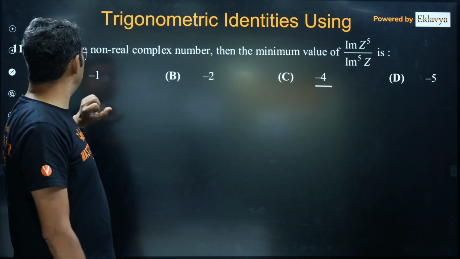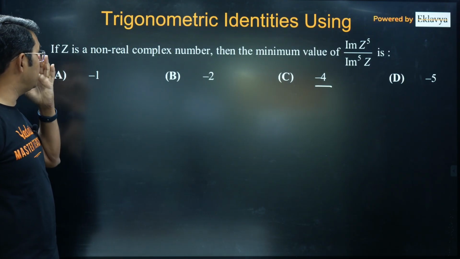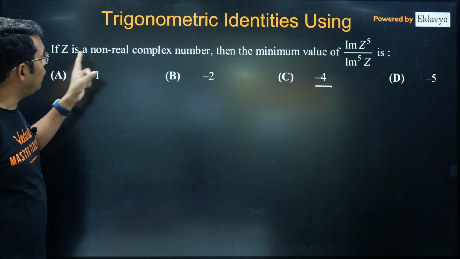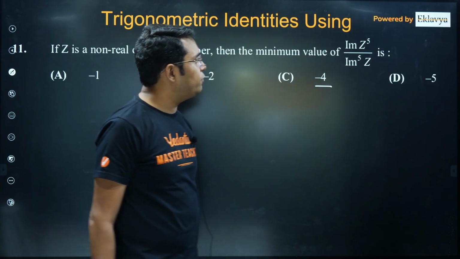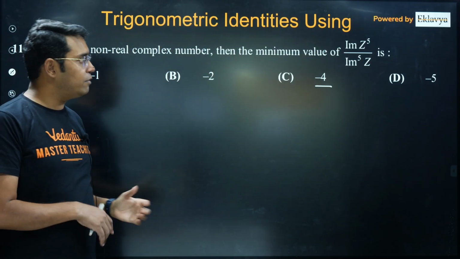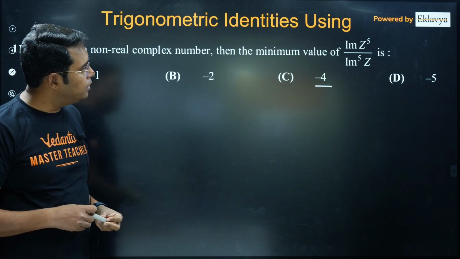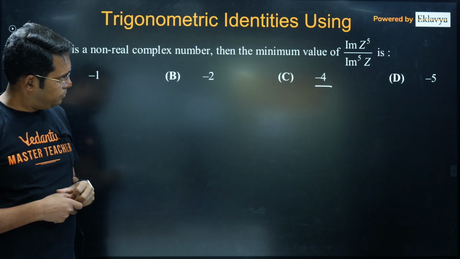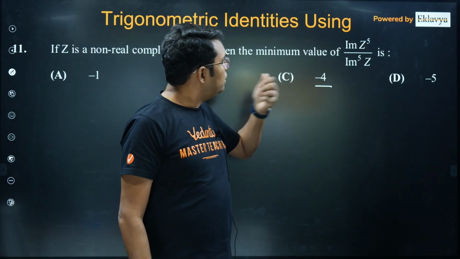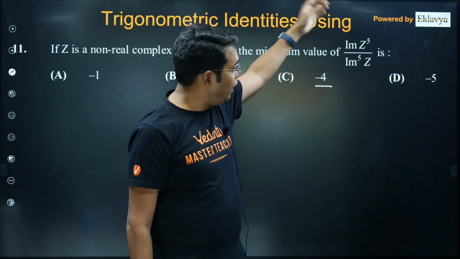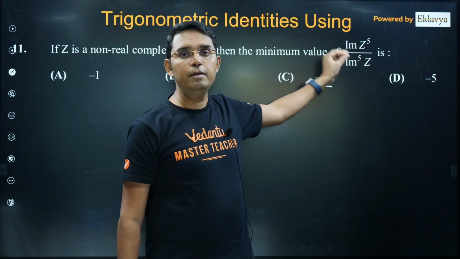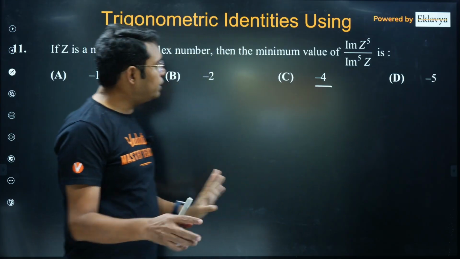Now let's take one question. Here we are given Z is a non-zero, non-real complex number. We have to find the maximum value of the imaginary part of Z power 5 upon the fifth power of the imaginary part of Z. This is what they are asking.